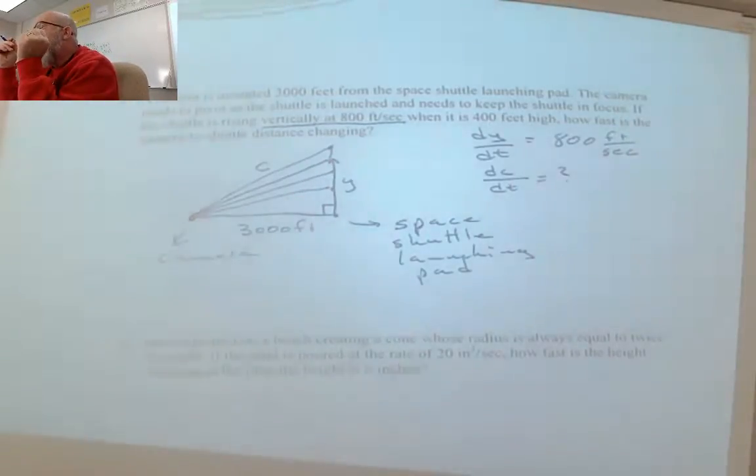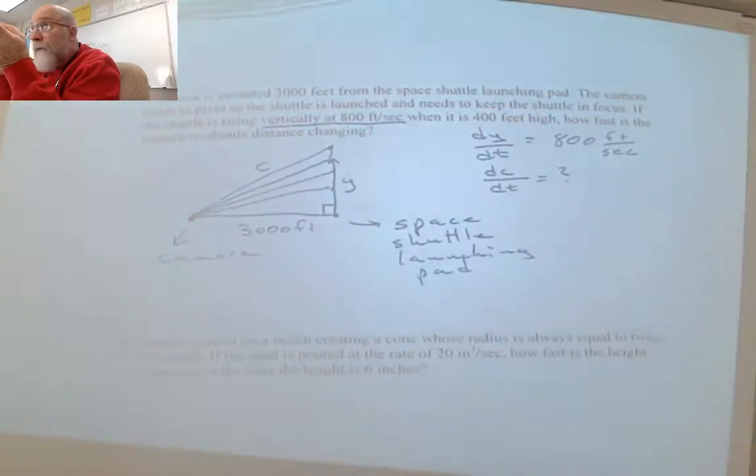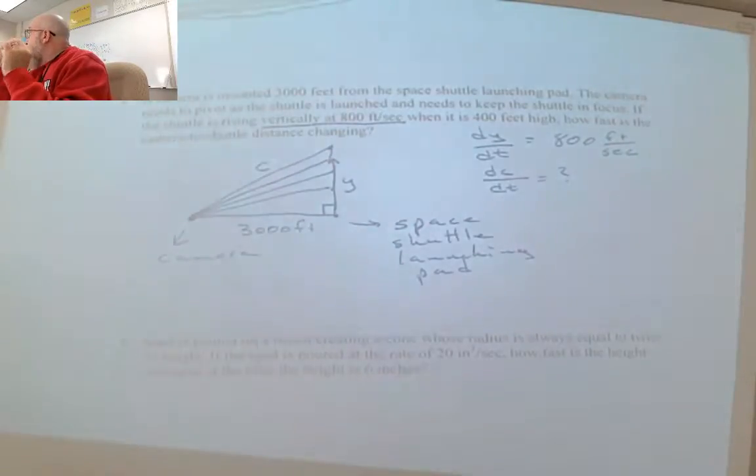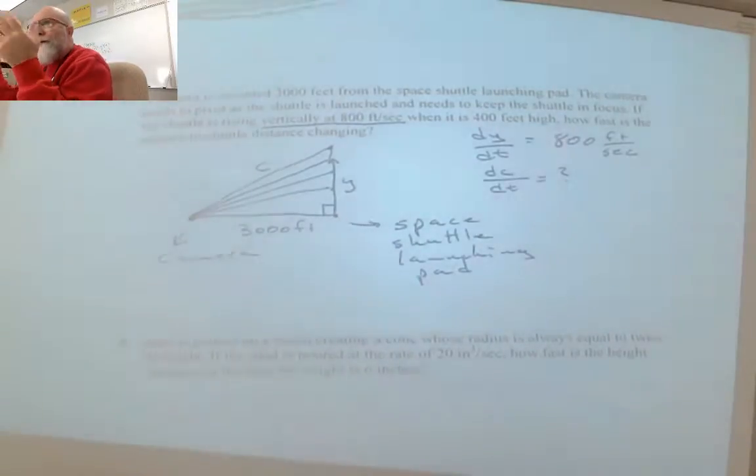It's kind of like the ladder problem, isn't it? One of the sides is changing, but this time it's not the ladder. Do you see how it's similar to that? So what formula am I going to use? The Pythagorean theorem again. Do you see that? Because the Pythagorean theorem is the relationship of those three sides of a right triangle. It shows how they're related, how a, b, and c are related, correct?